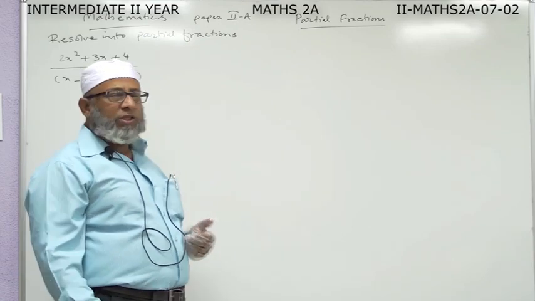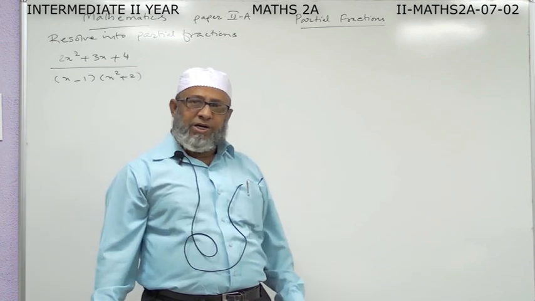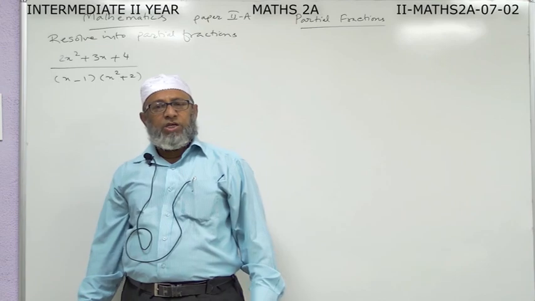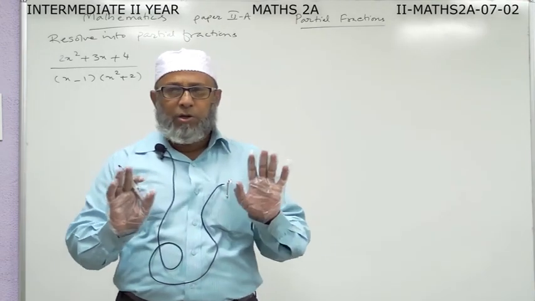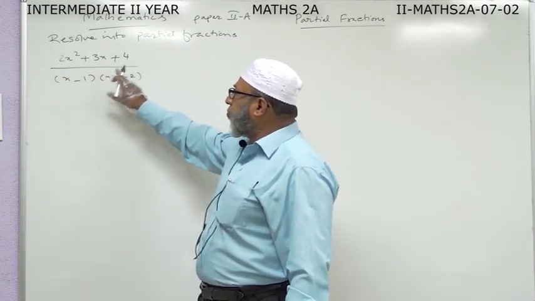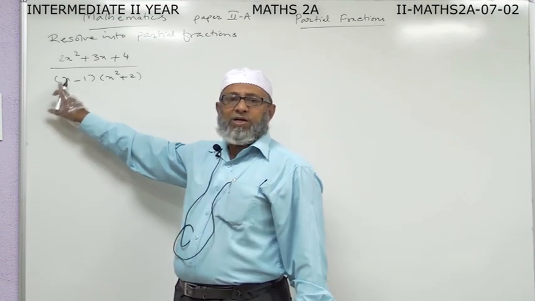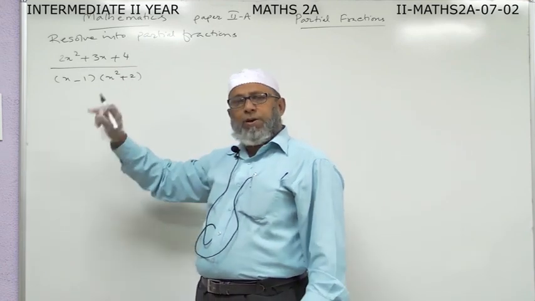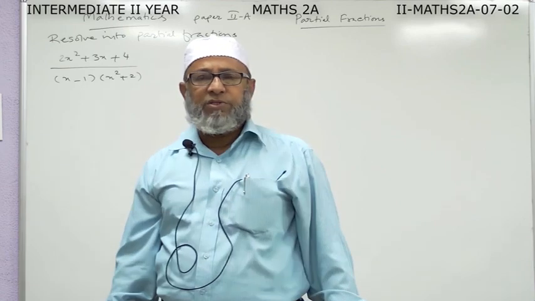Now when you come to the third case, the denominator consists of a quadratic term. When the case is of a quadratic term, you have to see whether the quadratic part can be resolved into linear factors or not. Suppose, as you have seen here, (2x² + 3x + 4)/((x − 1)(x² + 2)). Here one term is linear, another is a quadratic one. This quadratic part, x² + 2, cannot be resolved into linear factors, isn't it?